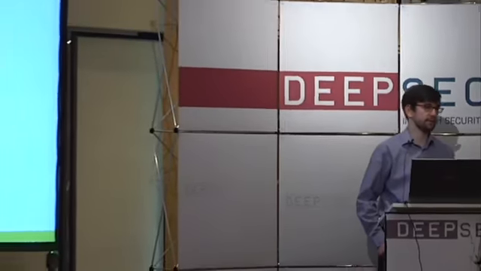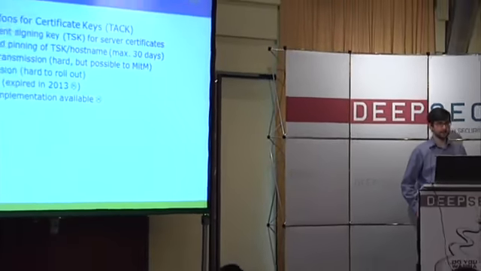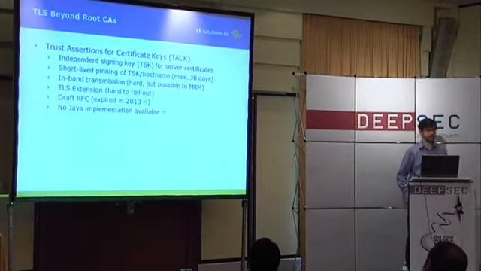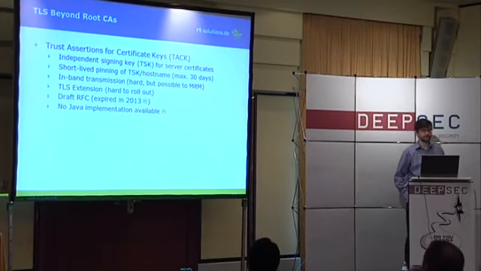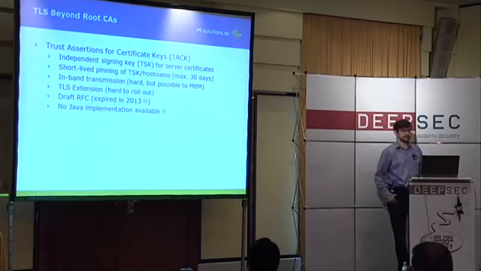And there are actually different approaches out there. One of them is TACK, Trust Assertions for Certificate Keys. It has been co-developed by Moxie Marlinspike. And what it basically boils down to is that you have an independent signing key, which acts a little bit like a root CA for all your servers. So you have an independent authority which can sign your server keys. And you provide the certificate of this independent authority with all your certificates that are served to your clients.